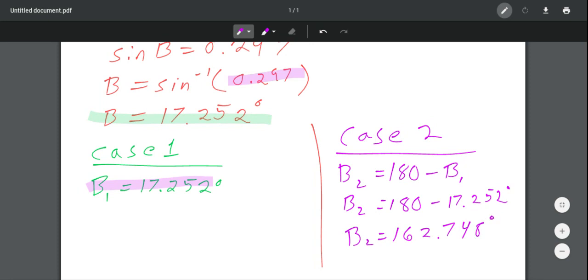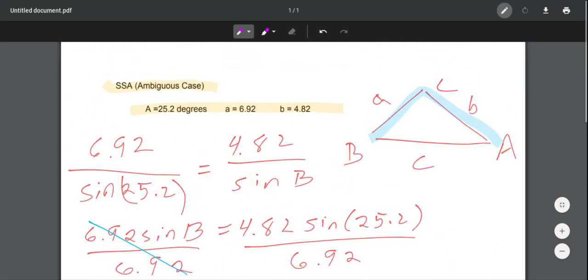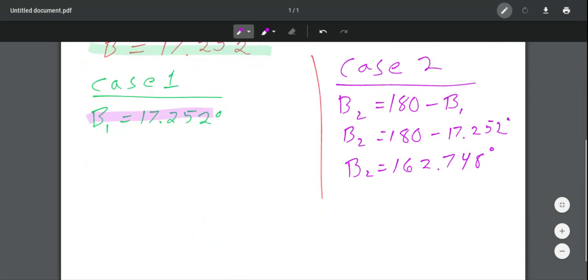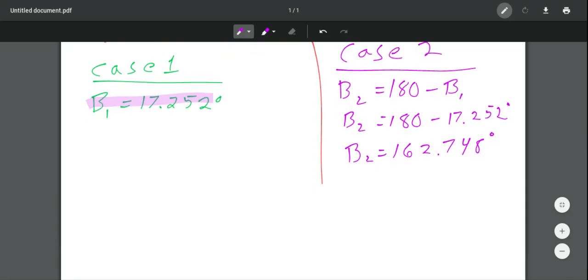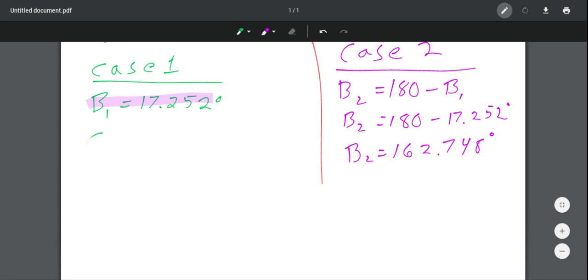So now we're looking at two possible cases. All right, so now let's go back up. We know our measurements. If I look at my measurements, A is 25.2 degrees. You were given one angle measurement. So now if we found another angle measurement, B, we can easily find out what C could be. So in case one, C1 would be 180 minus the 17.252, which is B1, minus what we were given, and we were given 25.2 degrees.